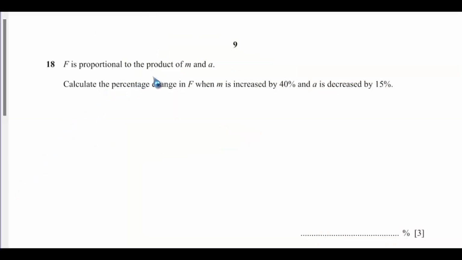F is proportional to the product of m and a. So that could be written as F is proportional to m a, and that could be written as F equals k m a, where k is just a constant. Calculate the percentage change in F when m is increased by 40% and a is decreased by 15%. So we can call this equation 1. This will serve as the initial value. So we need to find new values of m and a respectively.